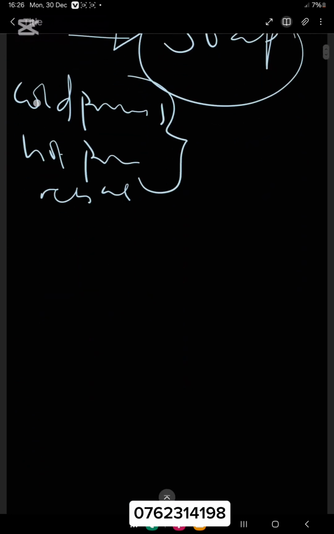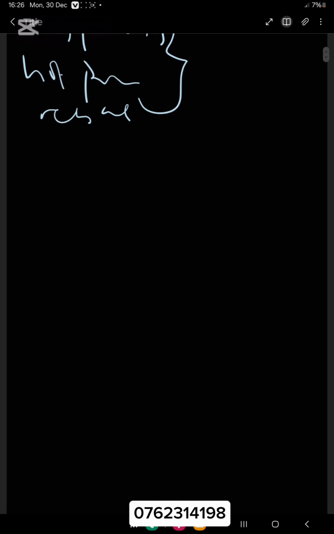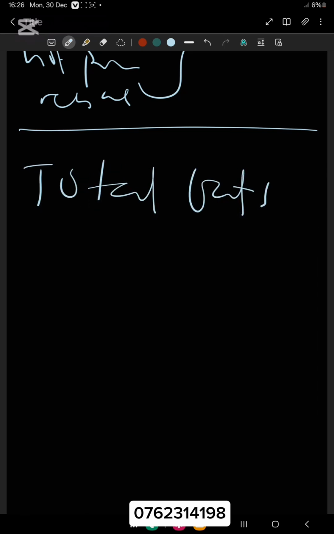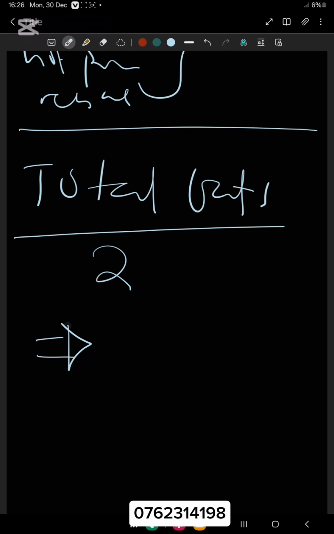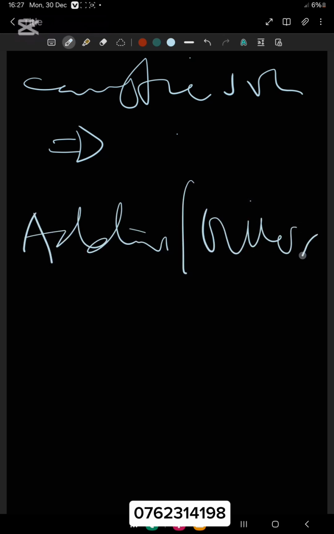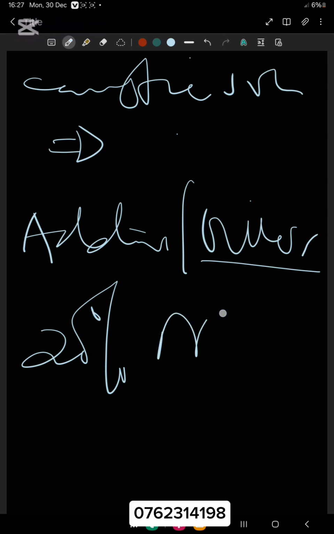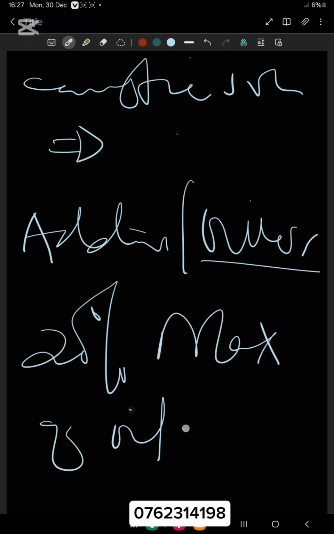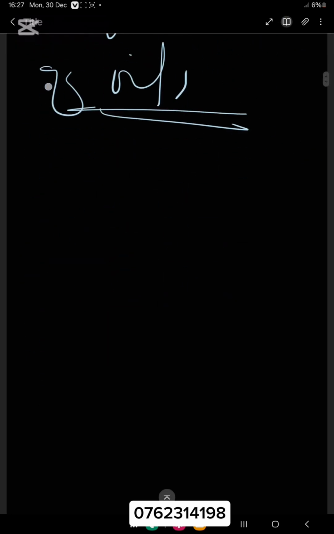Now, when we go to a standard formulation, this is a formulation that is common, that even you don't need to charge someone to learn how to make. It is when you get total fats divided by 2, which gives you the total caustic solution that you need in the formulation. And then for every additive or filler, it is 20%, maximum 20% of oils. So oils act as the base of calculations.